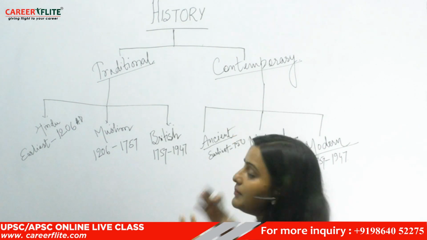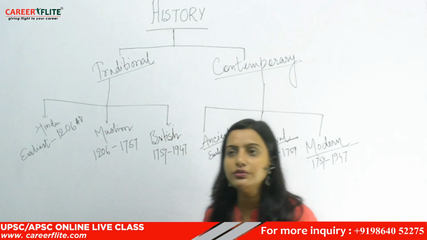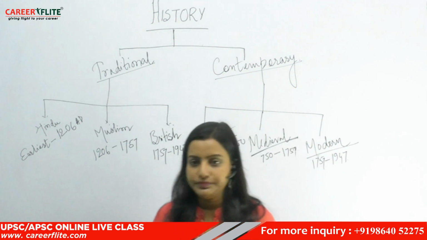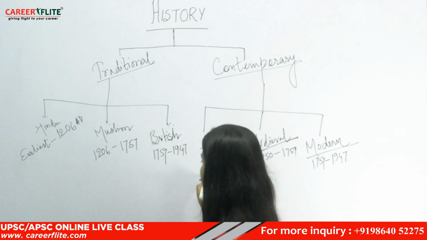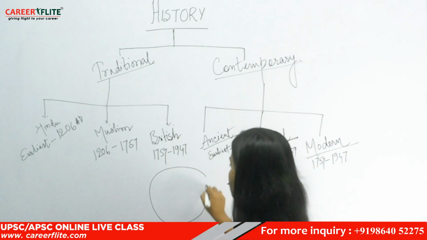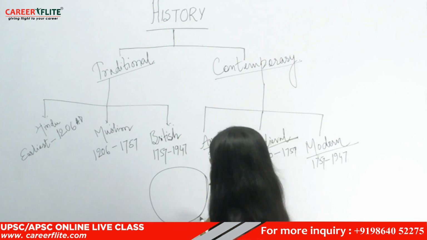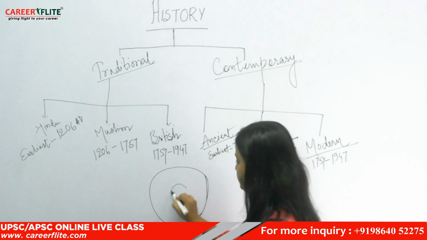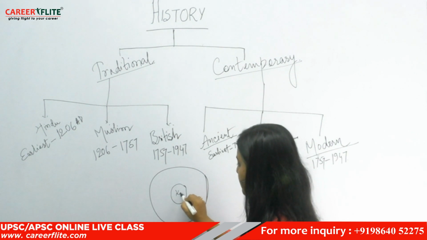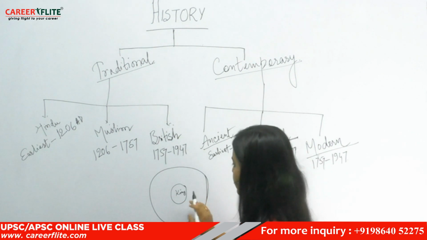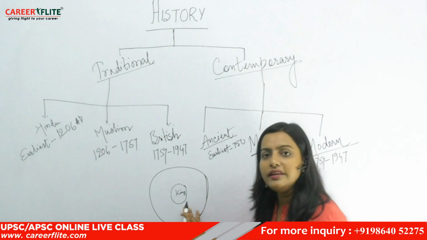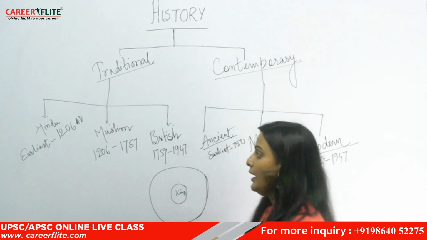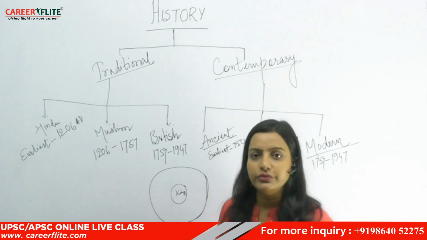Now, when I talk about ancient society, what we observe is that mostly the society was controlled by a king, whereby the king used to control all the spheres of the society, and the king was all powerful.